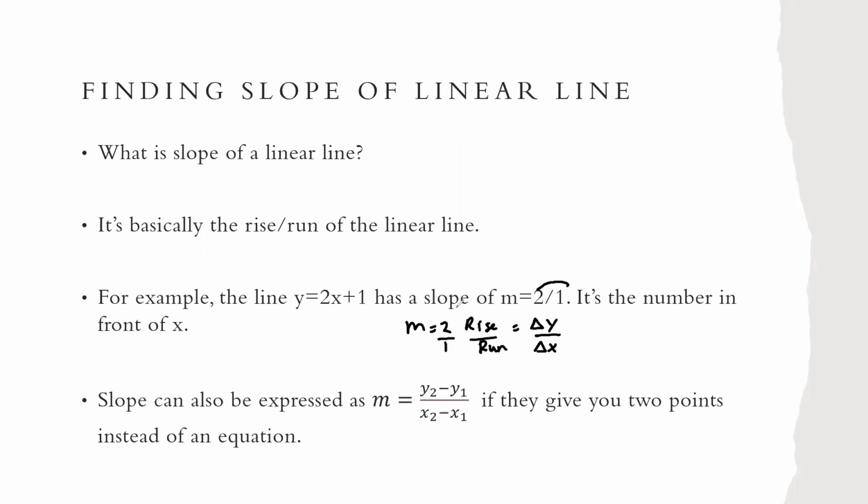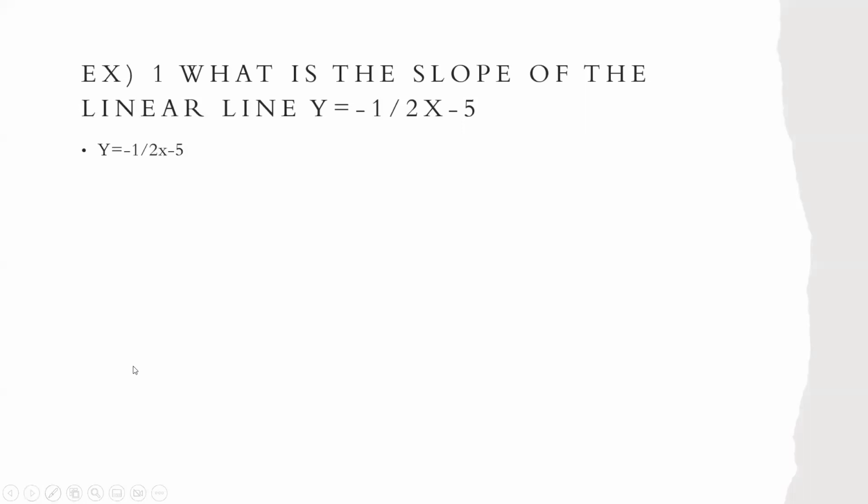Slope can also be found from 2 points. If they give you 2 points, you can find slope using the formula y2 minus y1 over x2 minus x1. Sometimes they'll give you an equation, sometimes they'll give you 2 points. So now you can find the slope either way. Okay, so I think we could just get right to the problems.